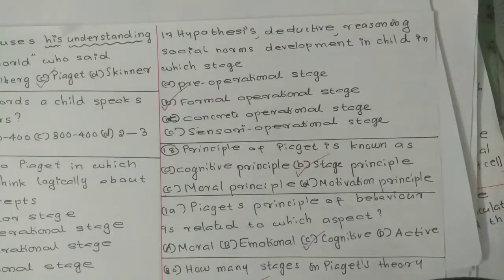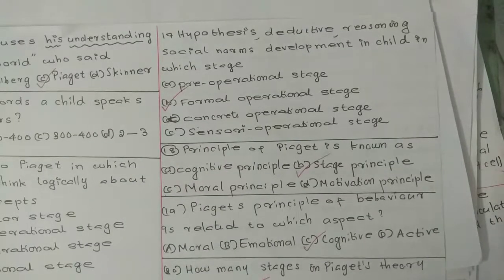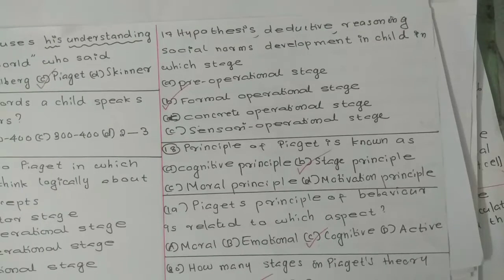Then question number 17. Hypothetical deductive reasoning and social norms develop in a child in which stage? Option A, pre-operational stage, formal operational stage, concrete operational stage, sensory operational stage. So the answer is formal operational stage.